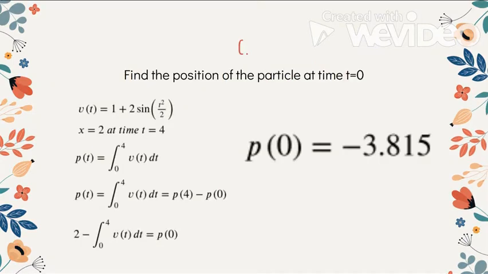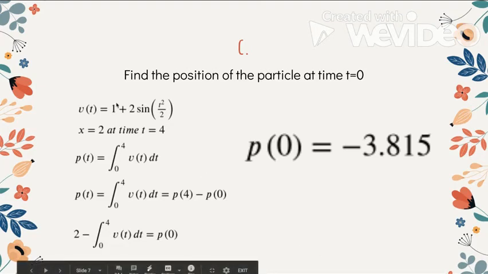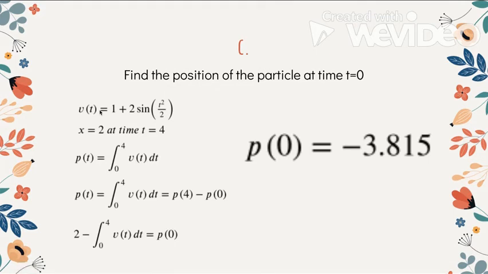Hey guys, so I'm going to be walking you through part C now. The question is: find the position of the particle at time t equals 0. So the first thing we need to do is go back and remember the given information at the start of the problem, which I've highlighted right here. So that's v of t equals 1 plus 2 sine of t squared over 2. And then we're also told that x equals 2 at time t equals 4.